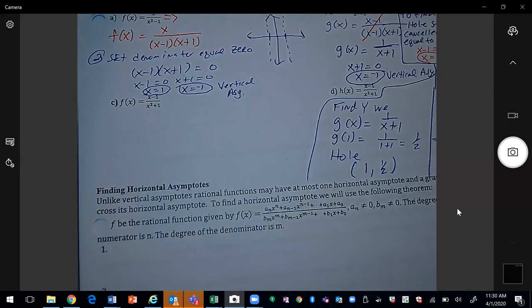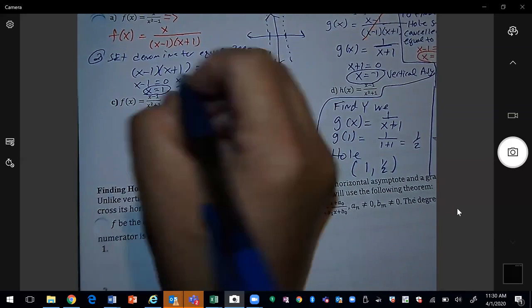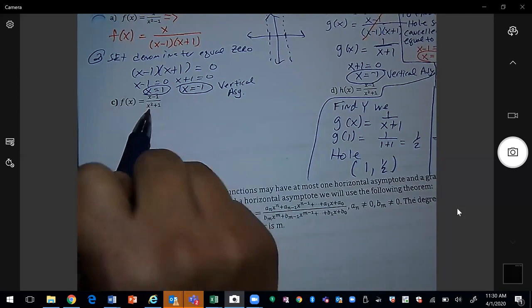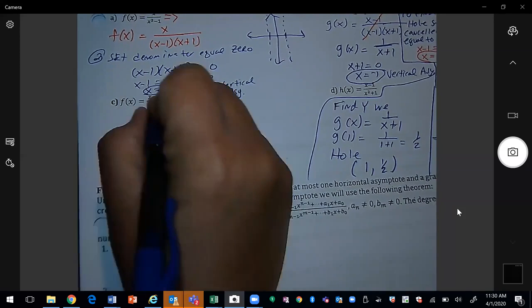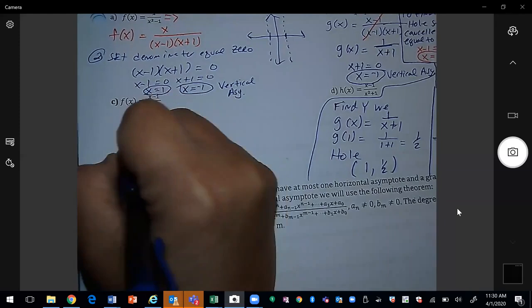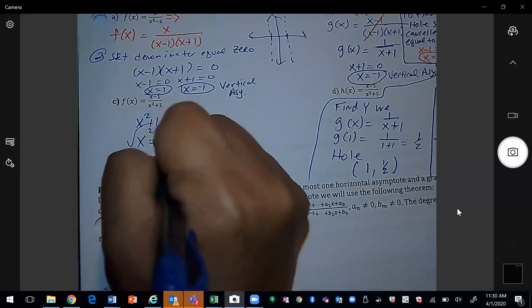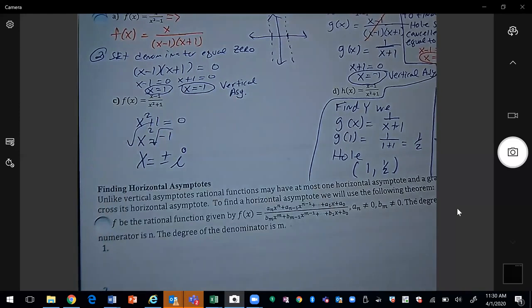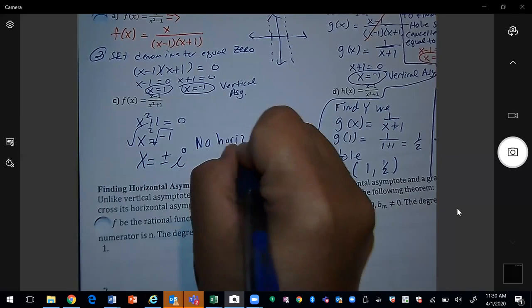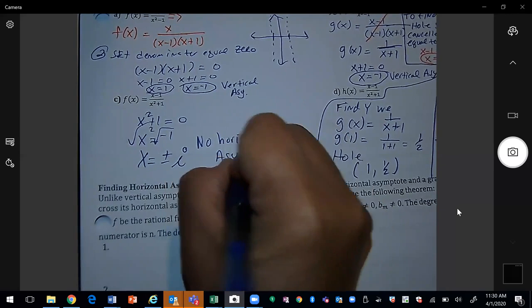And so again, the first thing is we're looking for a vertical asymptote. And so I need to factor the denominator. Does it factor? So x squared plus 1 is not going to factor. So this is already set. So if we go x squared plus 1 is equal to 0, and I take the square root, I end up with an imaginary solution. And so whenever that happens, we say that there's no vertical asymptote.